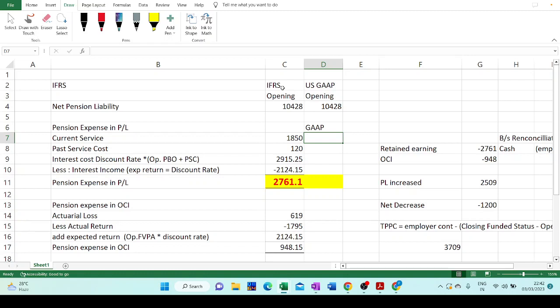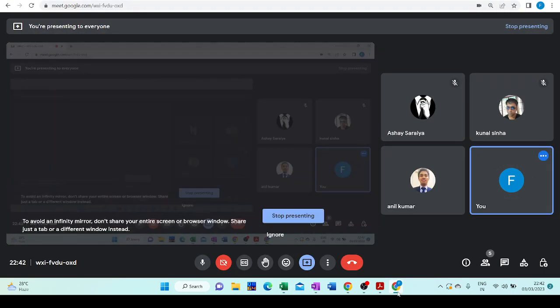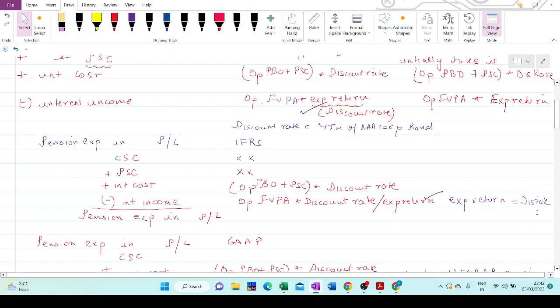बोलो guys, current service cost कहाँ जाएगा? P&L. Yes. Past service costs would go to the P&L or OCI under US GAAP. P&L और OCI, US GAAP. यूएस का P&L ही जाएगा सर, past service cost.